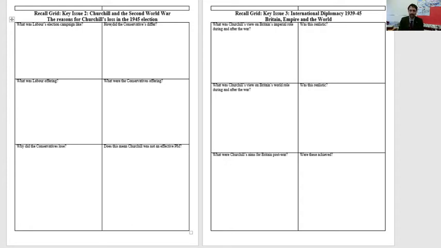So, on the right-hand side there, you've got the recall grid that we haven't started yet on key issue 3, on international diplomacy 1939 to 1945, and it's entitled Britain, Empire and the World. And there are, as usual, 6 boxes.